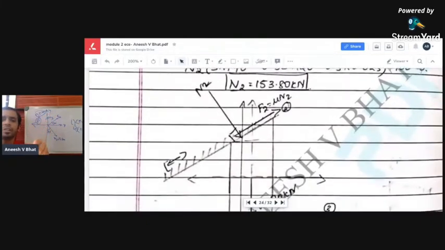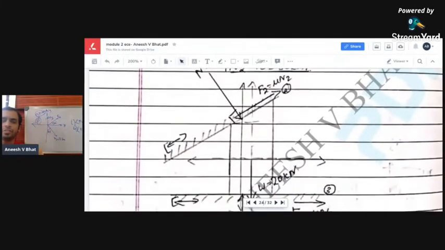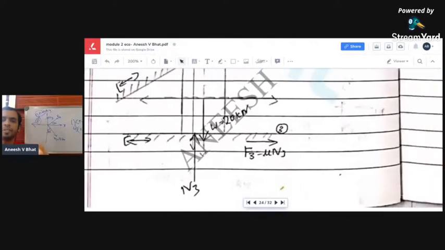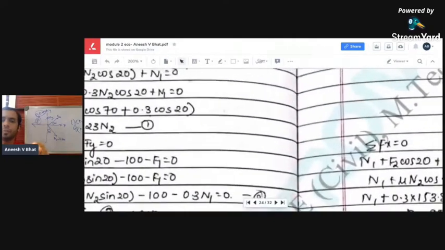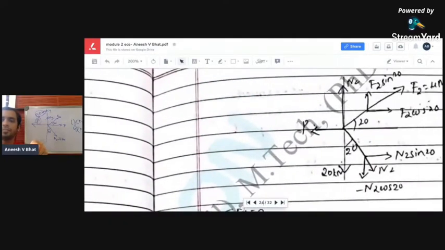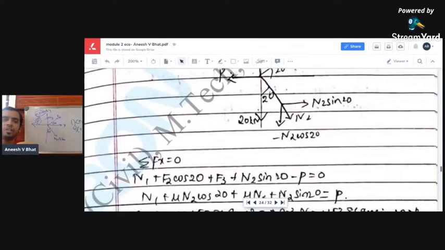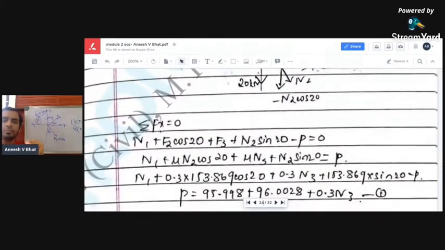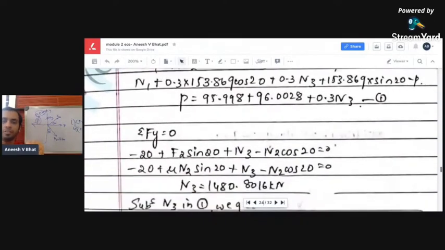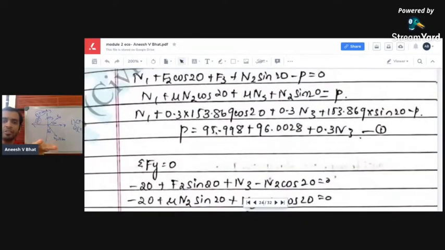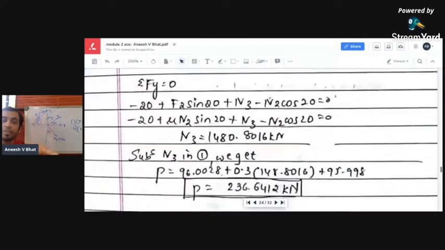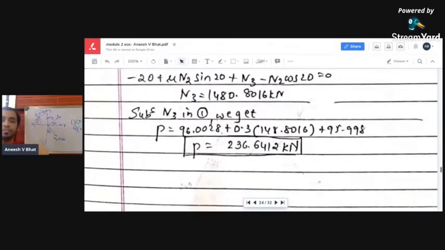And in step number 3, you'll be considering only the wedge, and you'll be drawing the free body diagram of the wedge. Once you get the free body diagram of the wedge, apply the conditions of equilibrium. Summation of Fx equal to 0 will give you one equation, and using summation of Fy equal to 0, you'll get the value of N3 straight away. Substitute the value of N3 in equation 1 to get the value of P.